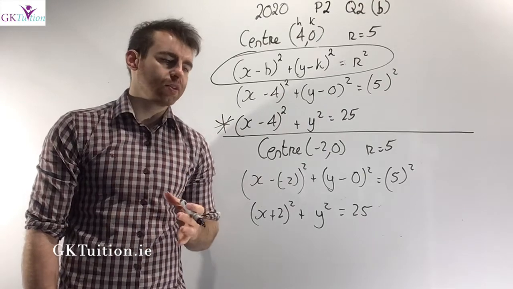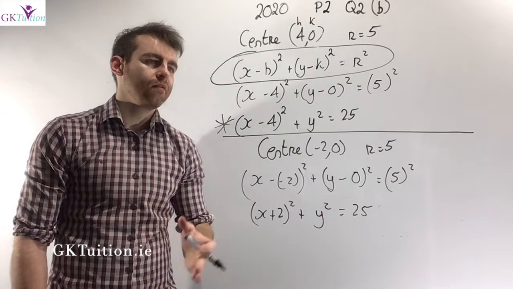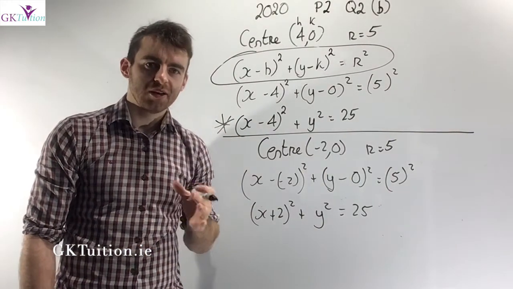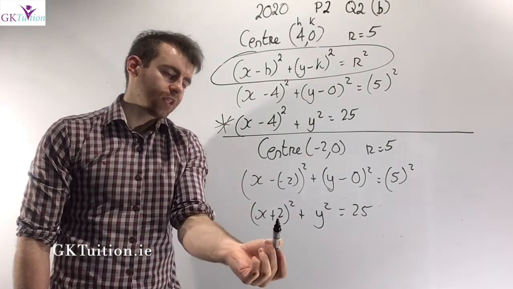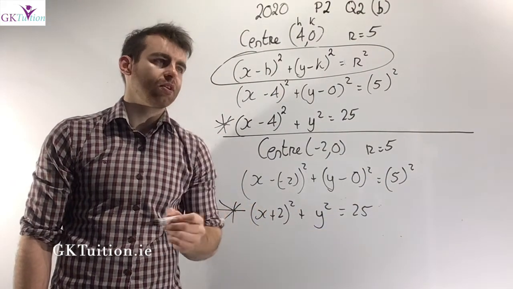However, it's also possible that the centre could be (minus 2, 0) and the radius could be 5. If you sub into the same formula again, your final answer this time works out as (x plus 2) squared plus y squared equals 25. So that's your second answer for part B.